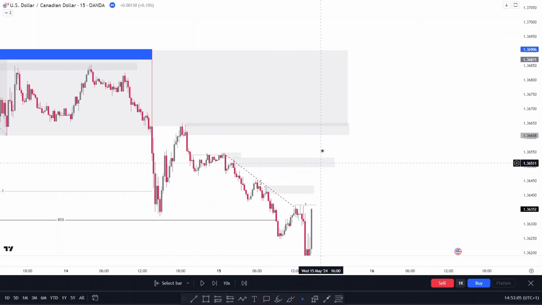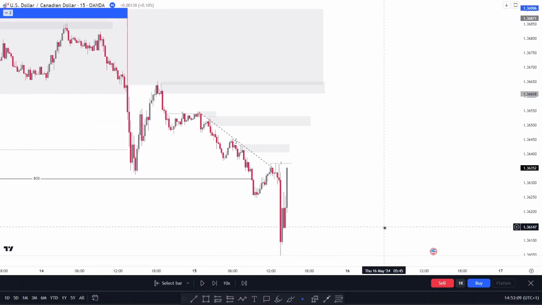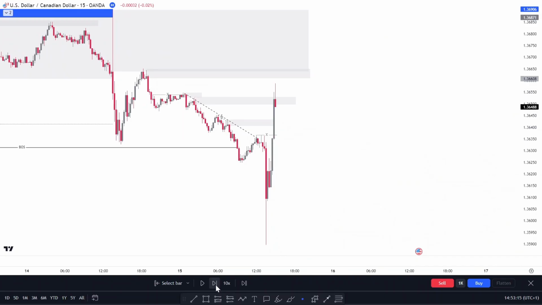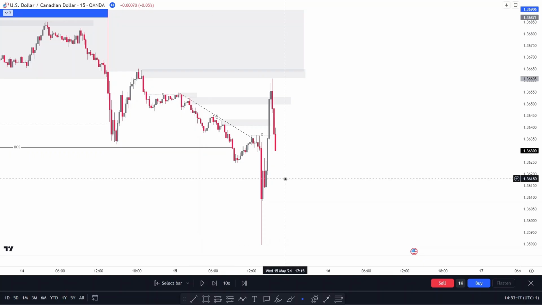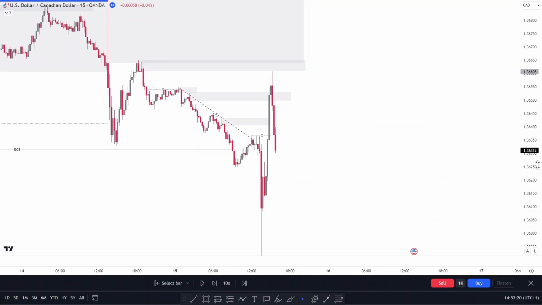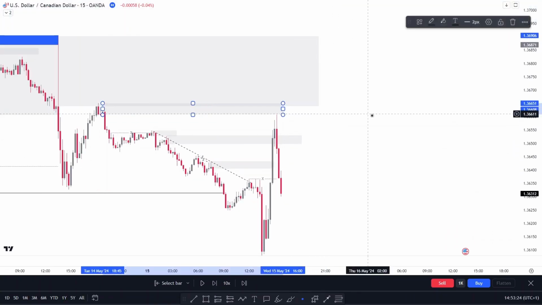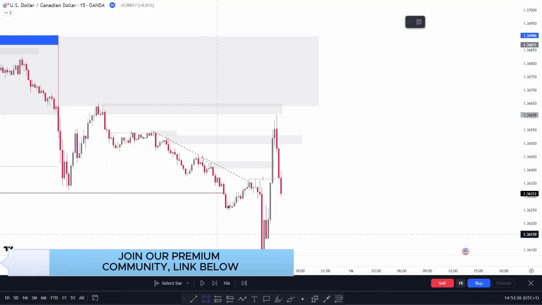The market will probably push high to collect all this liquidity here, mitigate our extreme order block, and then probably make a reaction to the downside. So let's wait and see what the market will do. Okay, you see that the market has mitigated our extreme order block, which is here.